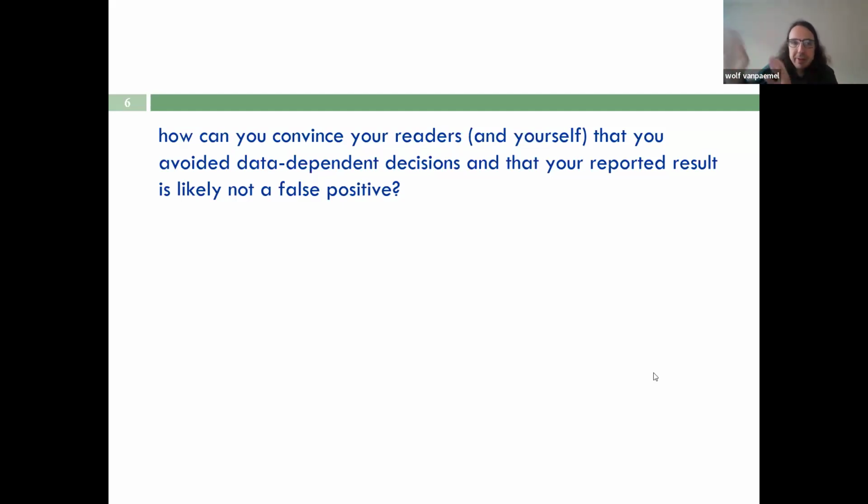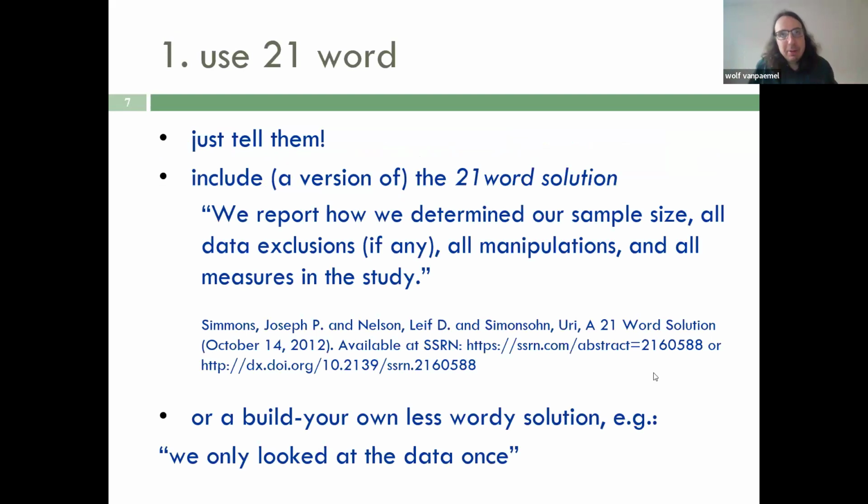We'll go to the multiverse in a couple of minutes, but I'll first say a couple of other things. And actually, this one is my total favorite way of doing it. Just tell them if you didn't engage in optional stopping and data peeking, just tell the readers that you didn't do it. There's a standard phrase, it's called the 21-word solution. It only takes 21 words.